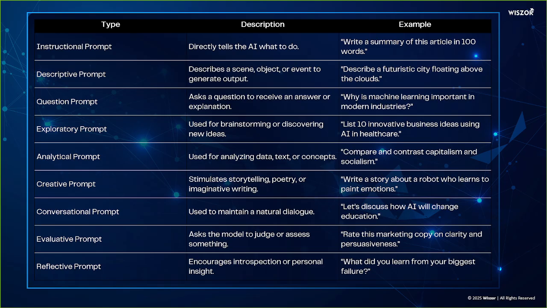Rate this marketing copy on clarity and persuasiveness. So it asks you to rate. Okay, so we have a rating scale, right? In the same way we are asking to rate it. Based on that, it will give some static output. Okay, so this is the rating. Simply you get 5 out of 10. Okay, so it will give some exact rating with the feedback.